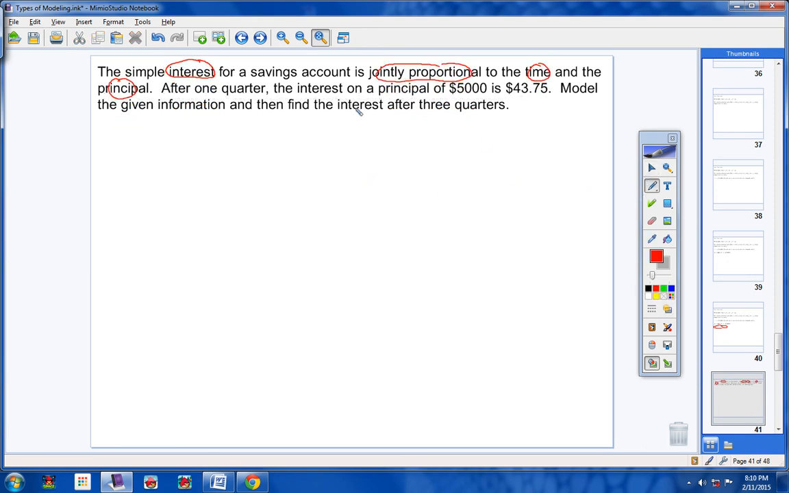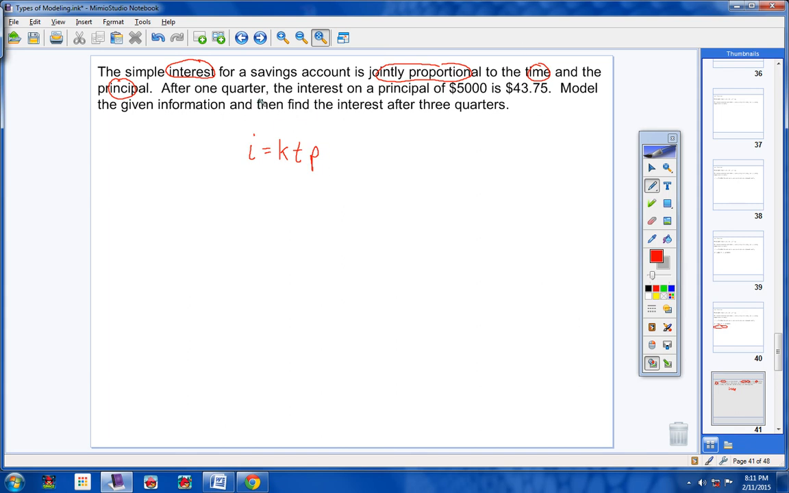The interest is jointly proportional, so interest is jointly proportional to what? Time and principal. There we go. Just like that, I've got the beginning stage of the model up here. Interest is jointly proportional, so I equals K times time and principal, TP.